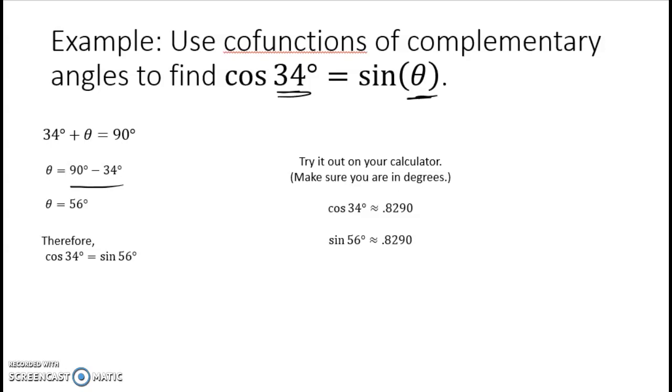And if you plug this into your calculator, by the way, make sure you are in degrees. If you do this in radians, you're going to get different answers here. If you plug this into your calculator and you're in degrees, cosine of 34 is about 0.8290. Sine of 56 is about the same thing, 0.8290. So these two things would be cofunctions of complementary angles.